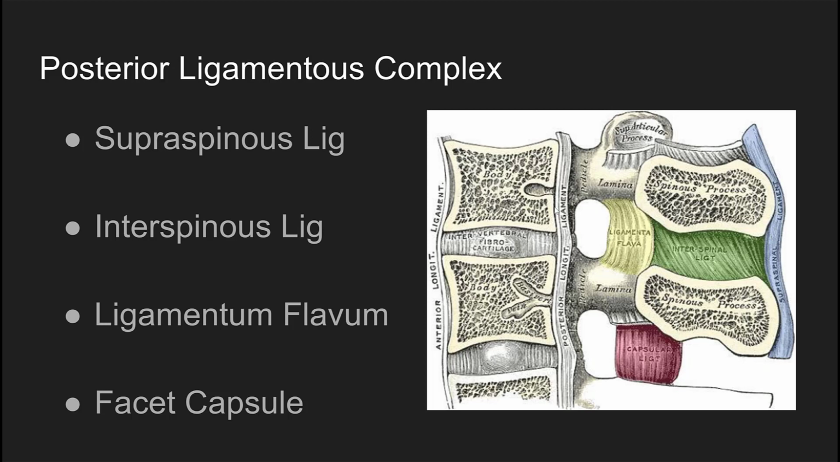You're looking at the supraspinous ligament over the spinous processes in the back, and you have the interspinous ligament in between. Then you have the ligamentum flavum as you move more centrally, and even the facet capsule makes up this complex. So a lot of times when you see these traumas and you get the MRIs to rule out that posterior ligamentous complex injury, you're looking at all these structures.